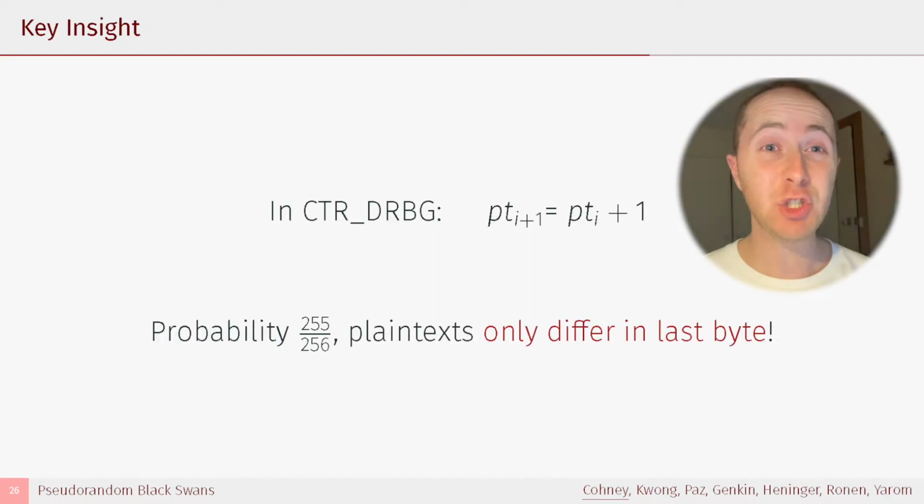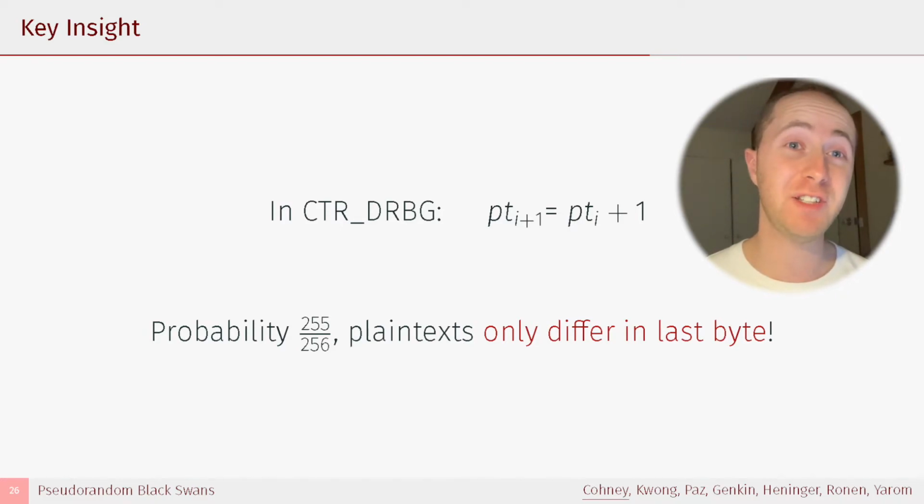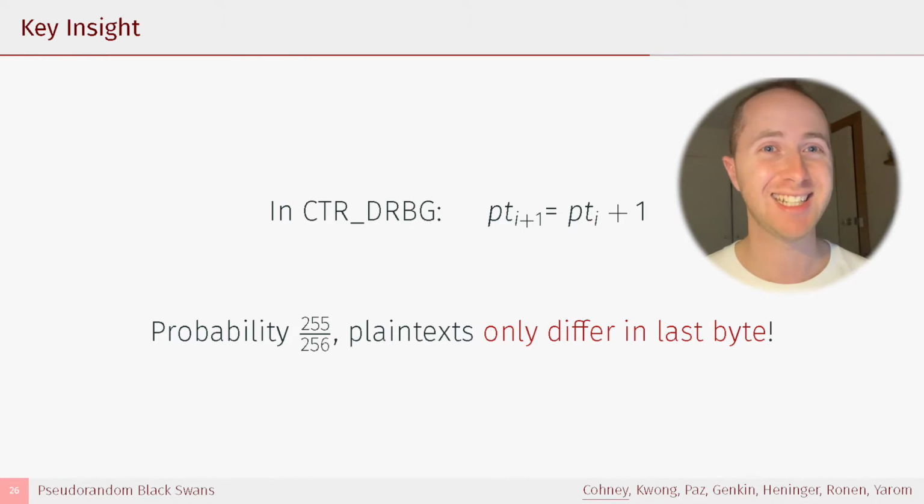The key feature of counter-DRBG, which makes this attack possible, is that given the ith plaintext, the next plaintext is merely the ith plaintext plus 1. This means with probability 255 out of 256, the plaintexts differ only in the last byte.